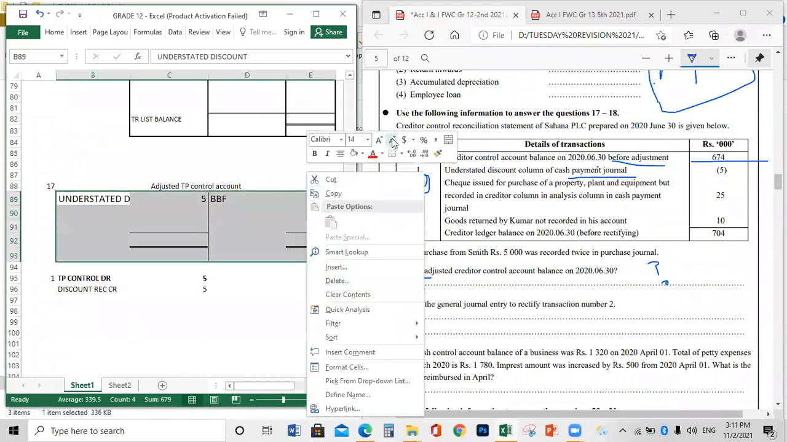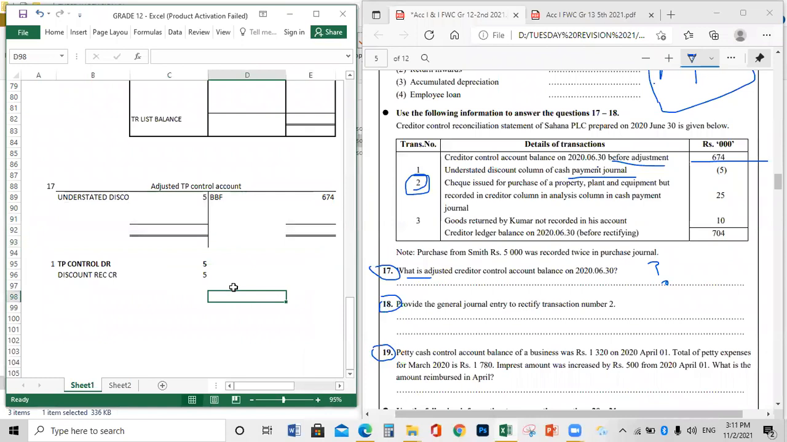Anyone who didn't understand this, ask me. Okay, now go to the next one. Check issued for purchase of property, plant and equipment, but recorded in the creditor column, in analysis column, in cash payment journal.